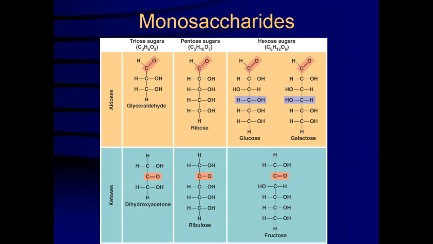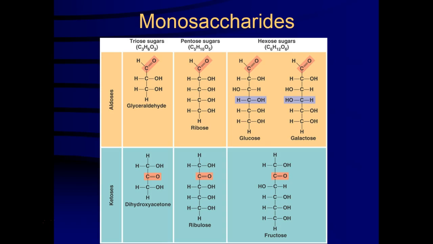So, for example, let's say we look at glucose, fructose, and galactose, 3 important ones that we have in our diet, used for energy. Those all have 6 carbons. So they are classified as hexose sugars. Hex means 6. All right? So it's a sugar with 6 carbons.